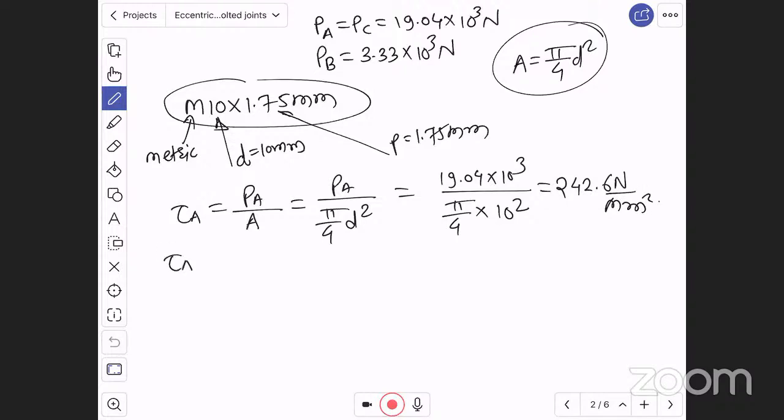Right. Therefore, shear stress on bolt A is nothing but shear stress on bolt C also. On C also it will be the same, the area is the same, the force is the same: 242.6 Newton per mm square.